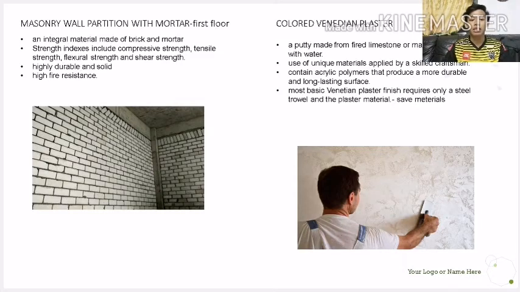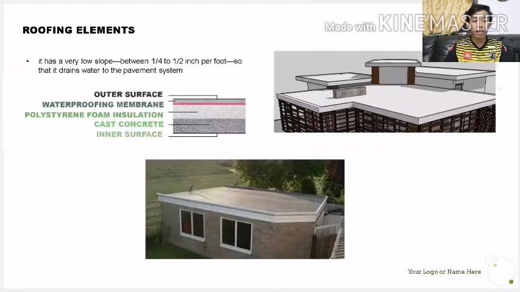Let's take a look at the roofing element. I propose a flat roof, though it is not completely flat because it has a very low slope, between a quarter and half inch per foot, so it can drain water to the proposed drainage system. Looking at the section, there is the outer surface, a waterproofing membrane, and polystyrene foam insulation for insulation purposes. It is also cast concrete.